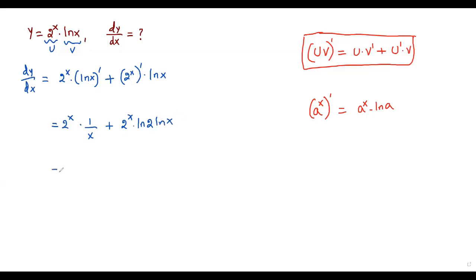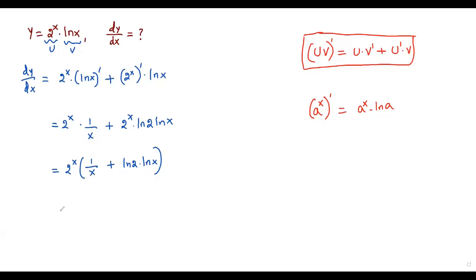In our next step, we can factor 2 to the x power out because both the terms contain 2 to the x power. If I factor 2 to the x power out, then I'll be getting 1 over x left in the first term, positive. In the second term, I have ln 2 times ln x. Now we have to add this fraction and this other term. Just assume this is an integer. So here I have an addition of a fraction and an integer.